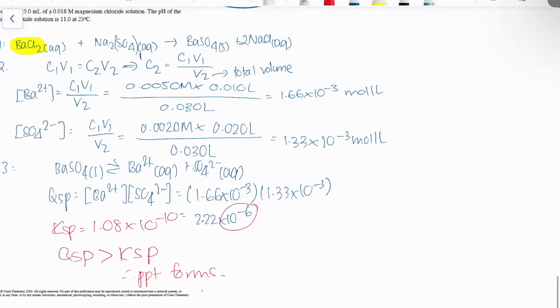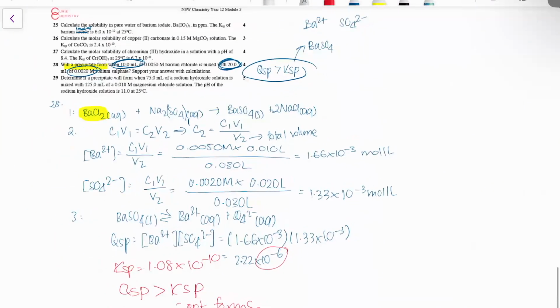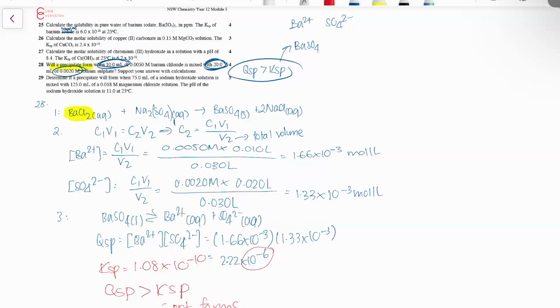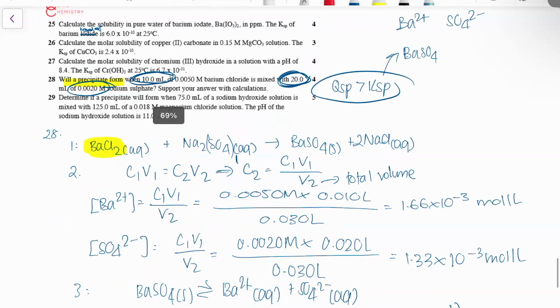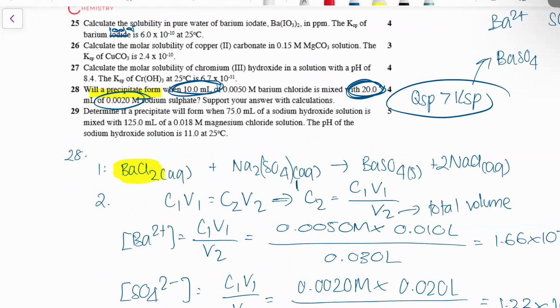Any questions? I'm just confused about why you can use the C1V1 on V2 formula. Yeah, that's all good. When we first learned this together, I actually didn't use C1V1 equals C2V2 with you. You would have remembered that we did C times V to get the moles, and then we divided it by the total volume. Oh, okay. Yeah, which is actually the same thing. C1V1 on V2. Yeah.